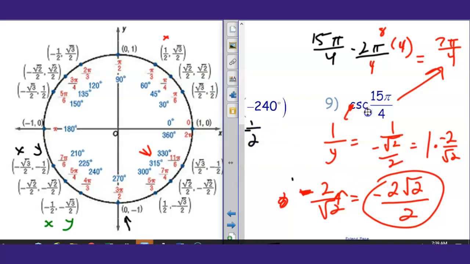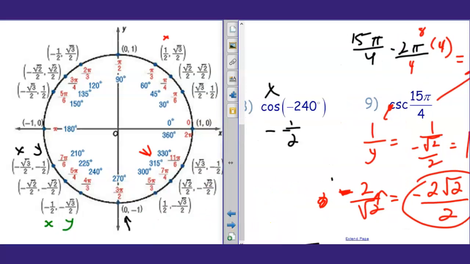You got to find the exact value, guys. You can't just punch that in your calculator. All right, exact value, not the approximation. The calculator will give you a decimal, which is an approximation.